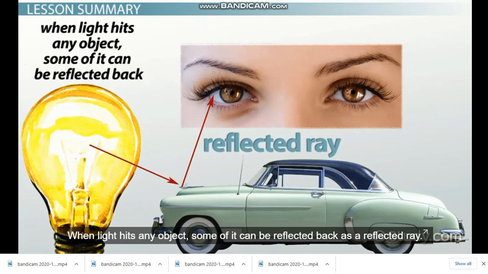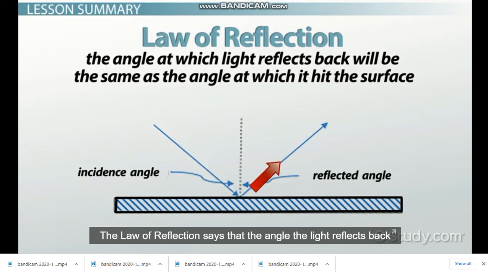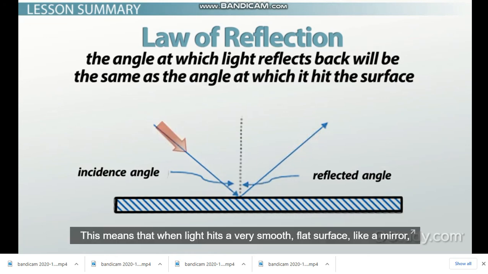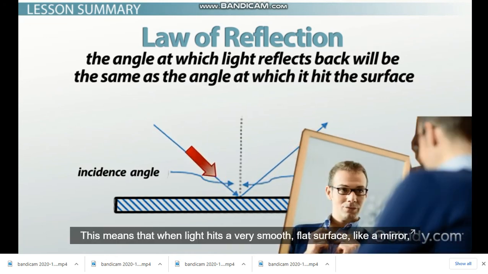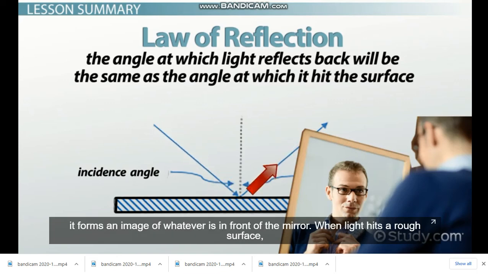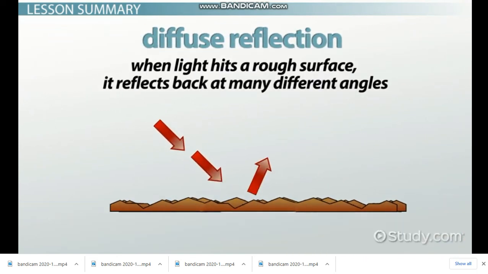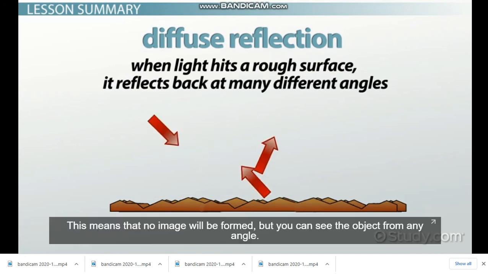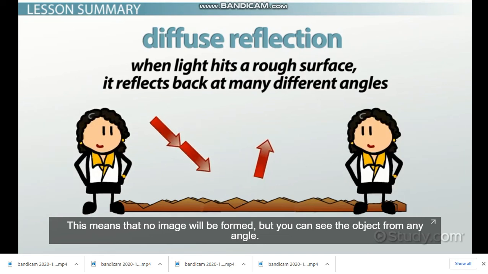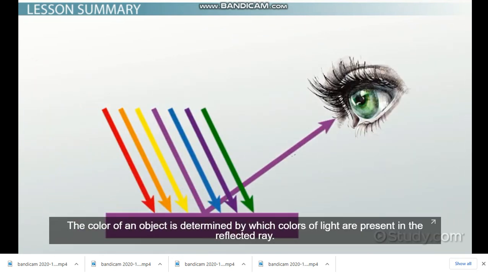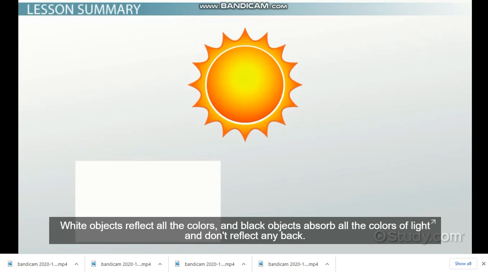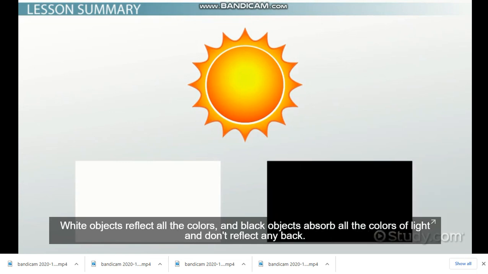When light hits any object, some of it can be reflected back as a reflected ray. The law of reflection says that the angle the light reflects back will be the same as the angle it hits the surface. This means that when light hits a very smooth, flat surface like a mirror, it forms an image of whatever is in front of the mirror. When light hits a rough surface, it reflects back at many different angles, causing diffuse reflection. This means that no image will be formed, but you can see the object from any angle. The color of an object is determined by which colors of light are present in the reflected ray. White objects reflect all the colors, and black objects absorb all the colors of light and don't reflect any back.